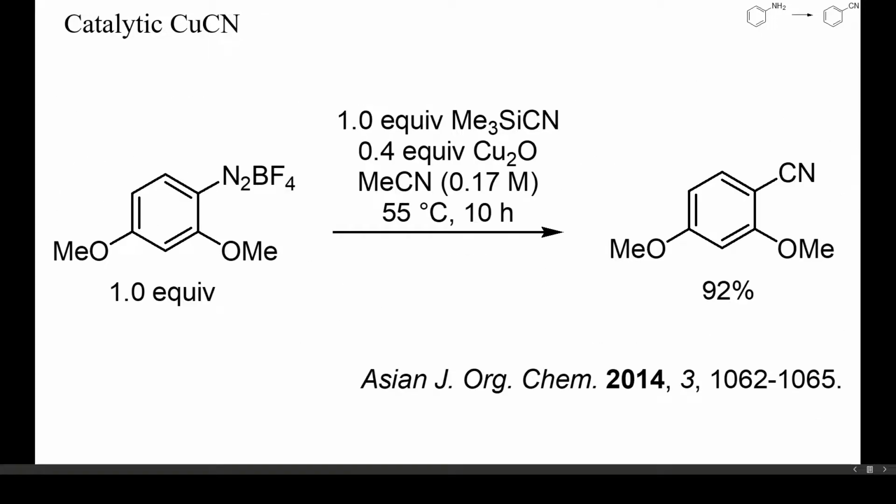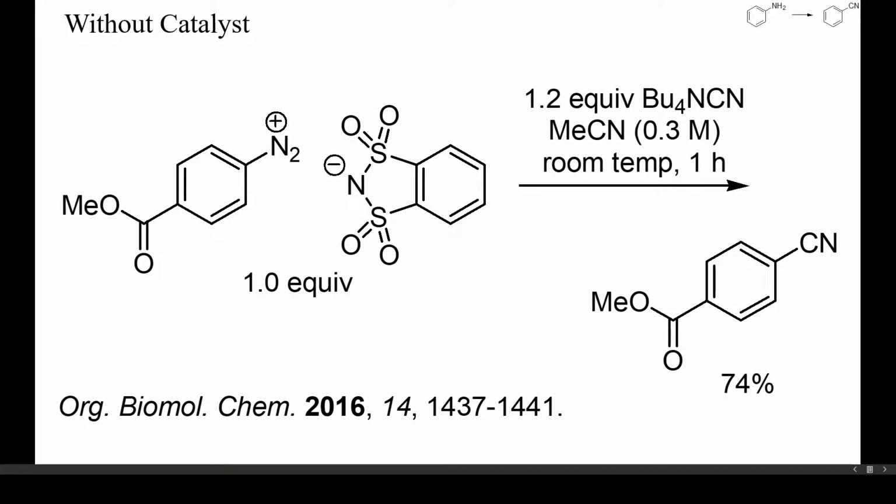Another alternative is the use of trimethylsilyl cyanide as a cyanide source, together with substoichiometric quantities of copper oxide. These conditions enable cyanations to be conducted under anhydrous conditions, as shown here. Recently, the surprising cyanation of diazonium sulfonyl imides was reported, which does not require any transition metal catalyst.